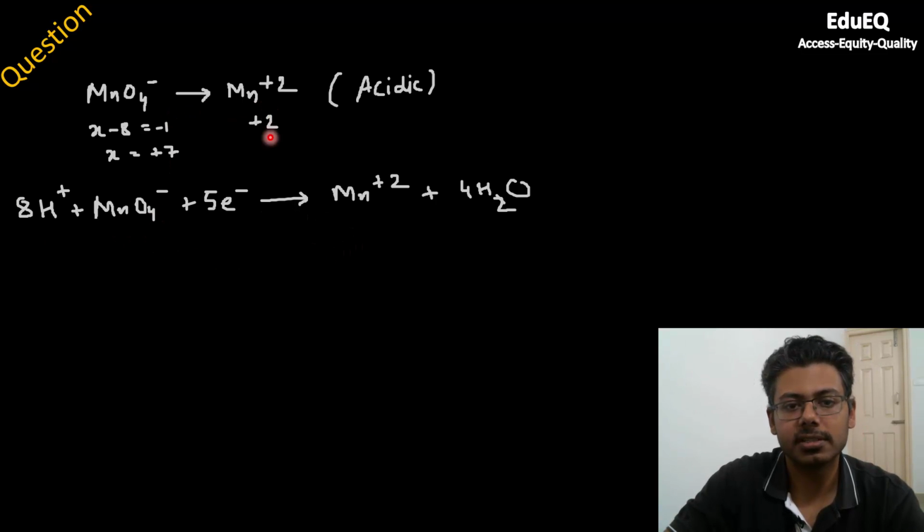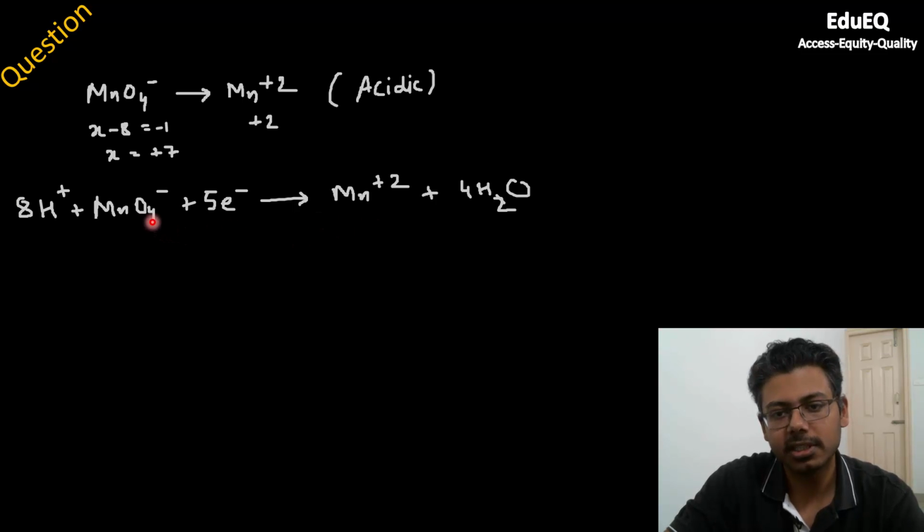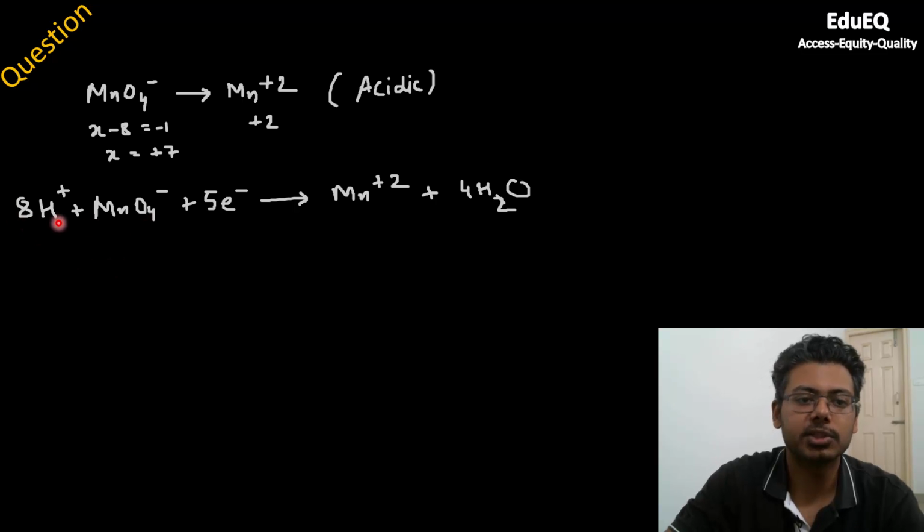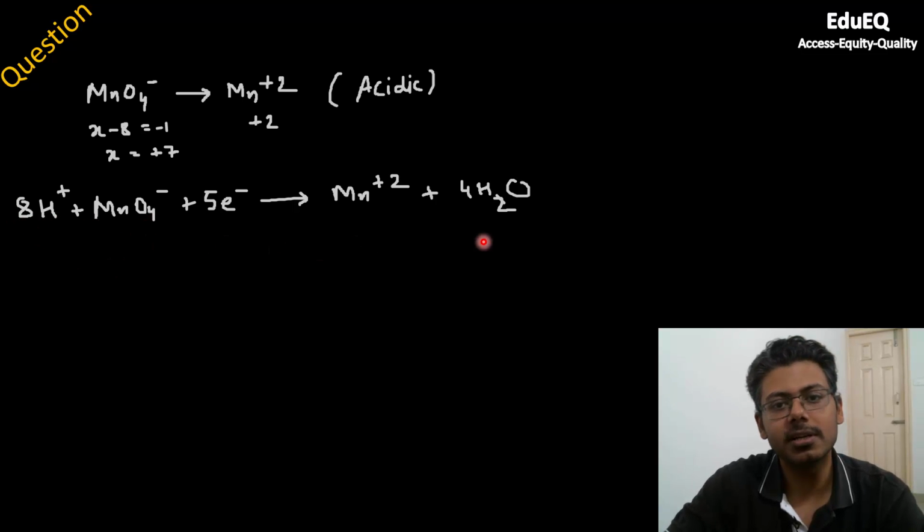First you find out the oxidation state, you add the number of electrons, then you balance the number of oxygen by adding the same number of water molecules. So there are 4 oxygens, so you will add 4 H2O, and now in adding H2O you have created an imbalance for hydrogen. You have 8 hydrogens. Here you don't have any hydrogen, so you add 8 H plus. So this is a balanced equation for this reaction.